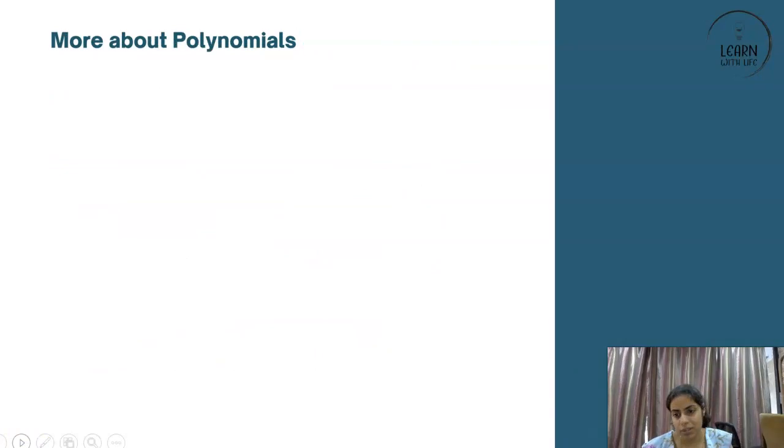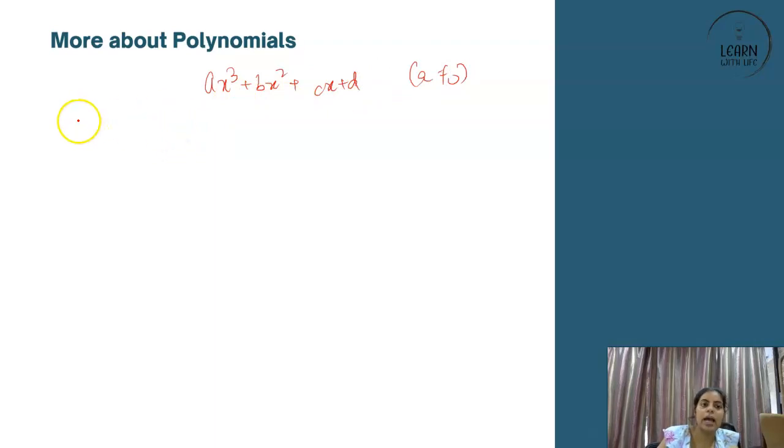Now, more about this. If you know that there is a cubic polynomial, such that a is not equal to 0, then there are three things. Assume that p, q, r are its roots or zeros, because we need to have three zeros for a cubic polynomial. So what is the sum of roots? That is p plus q plus r.